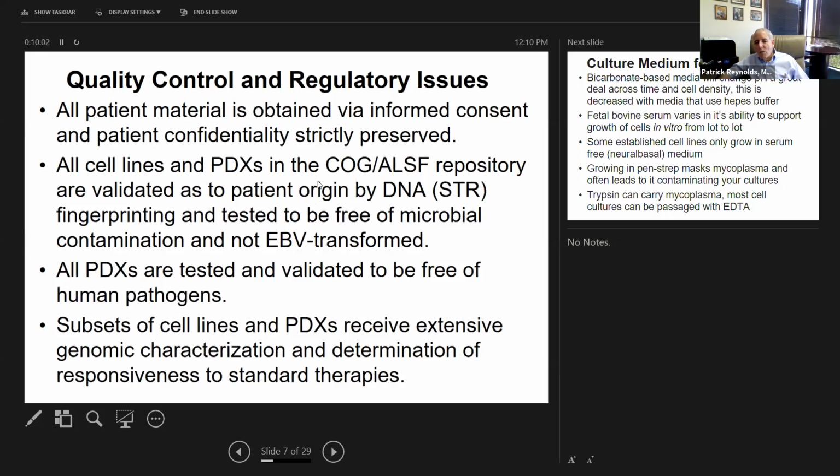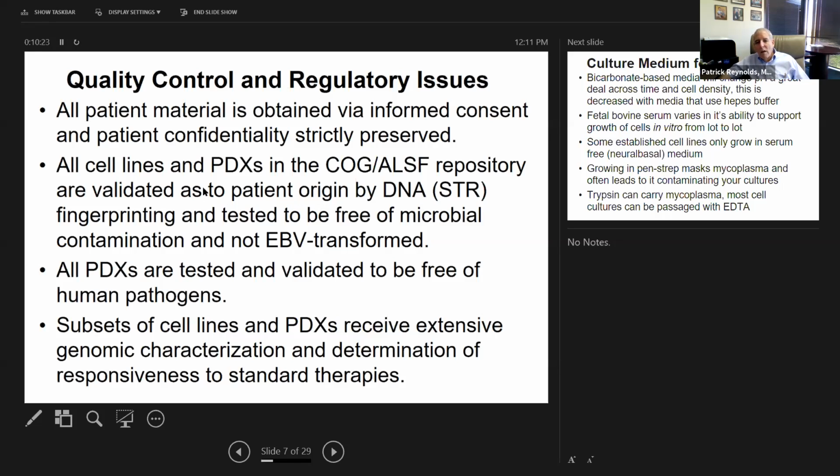So every single one of these models in there is validated to patient origin. For the older ones, we don't have actual patient material, but for all the new models, and there's a large number of them, we actually have original patient material that we've run DNA short tandem repeat assay on, and those are used to compare and make sure that what we're giving out is coming from the patient we thought it was.